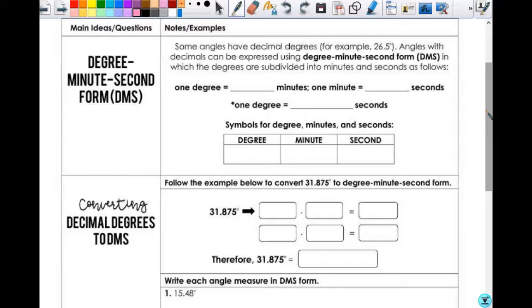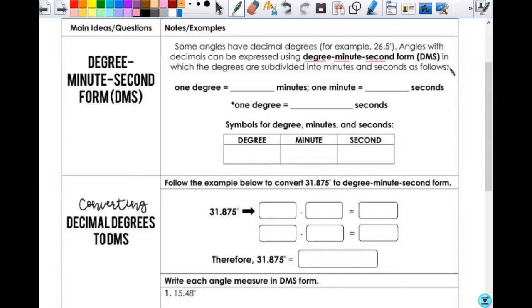Angles with decimals can be expressed using degree, minute, second form, or DMS, in which the degrees are subdivided into minutes and seconds, kind of like time. So I want you to think about if you had 1.2 hours, what we would do to convert that to hours and minutes. That's not 1 hour and 20 minutes, right? We'd have to take the 0.2 and multiply it by 60 to see how many minutes that is.